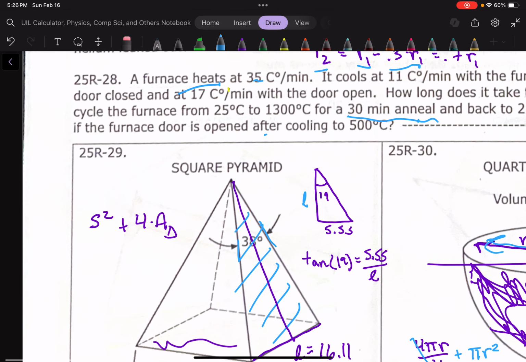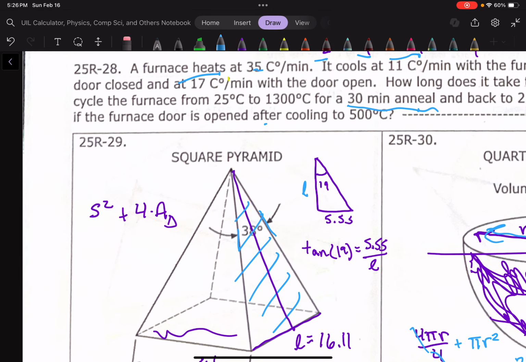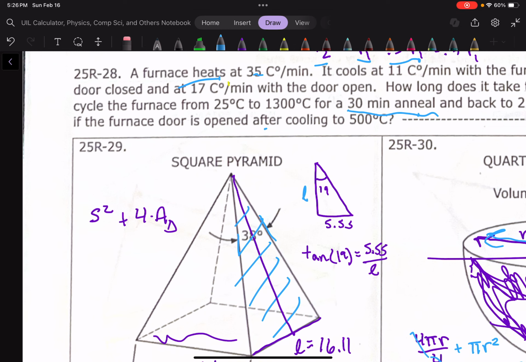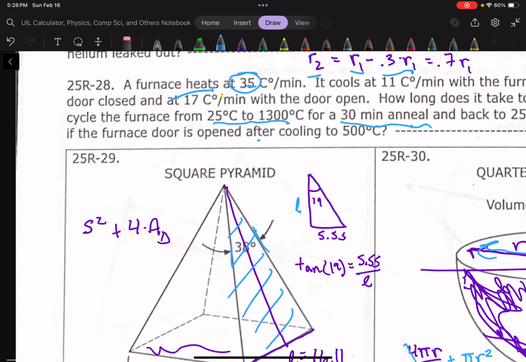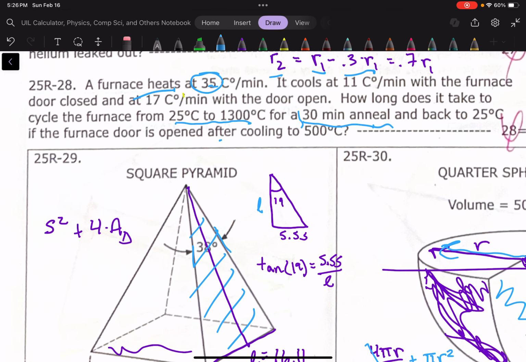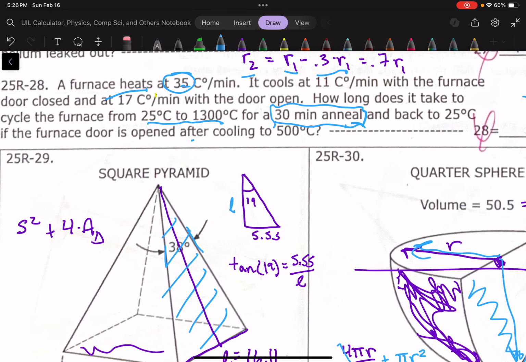Now they're going to open the door when we get to 500 degrees Celsius, and it's going to cool at a different rate from 500 back down to 25. So what do we do? Well, we find out the temperature difference from here, and then we divide it by that time. That's going to give us so many minutes. Then we're going to add the 30 minutes to hold the anneal.